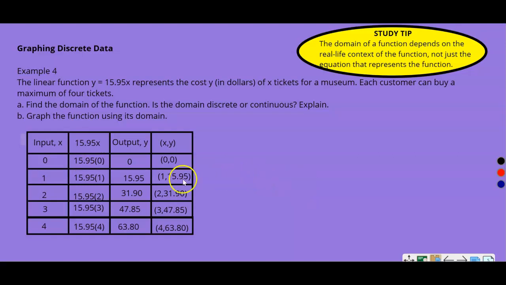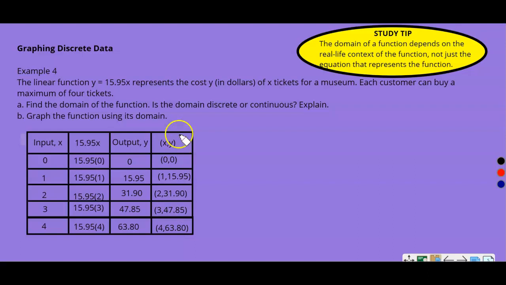All right, hopefully you took time to complete the table. You can see that 15.95 times 1 is 15.95. 15.95 times 2 is $31.90. 15.95 times 3 is $47.85. And 15.95 times 4 is $63.80. Then I just took the input and the output, and that gave me my ordered pairs.